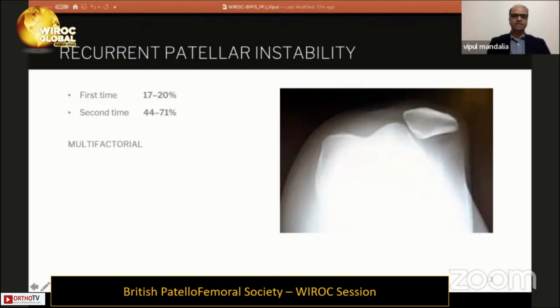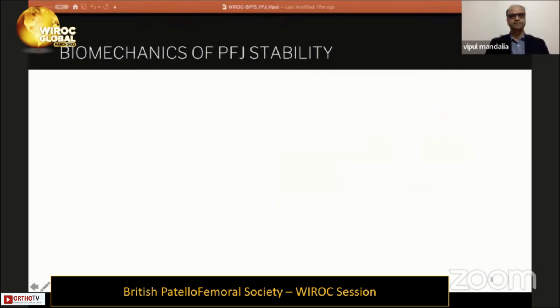And what is important is that it's not just one particular thing that's going wrong. There are a number of things that could be contributing to this instability, and they all interplay. Therefore, it's really important to understand the biomechanics. What are the factors that, in a normal situation, help to stabilize the patella, and what are the things that can go wrong that can contribute to instability?